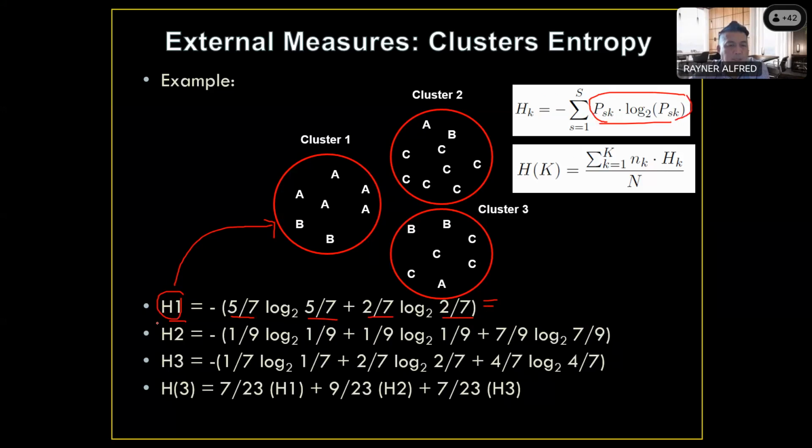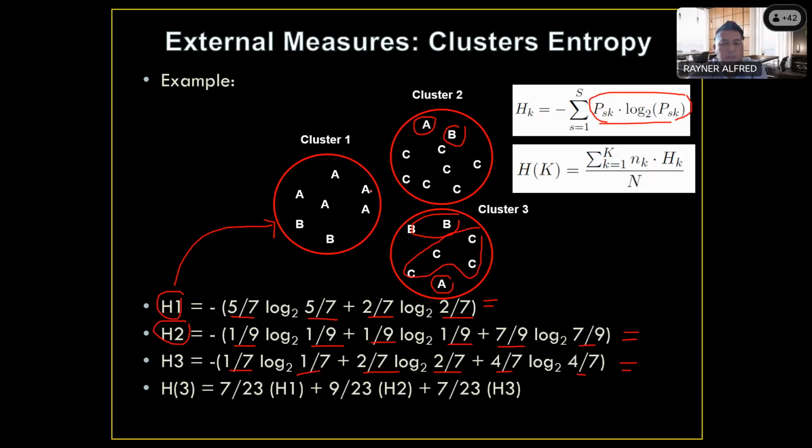Okay, for cluster 2, we have 1 A. So A is 1/9 because we have 9 data points here, and then B is 1/9 also, and then C is 7/9. Then we get some value here. Okay, and for cluster 3, we have 1 A, 2 B, and 4 C. Okay, so we have 1, and then 2, and then 4, and then we get the result here. Okay, so we have 3 entropies.